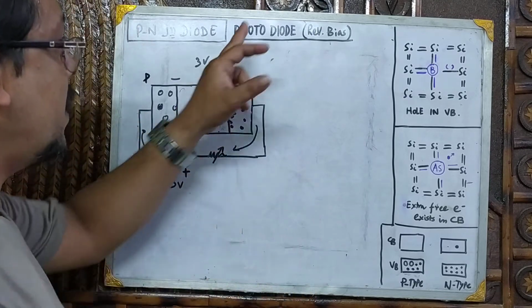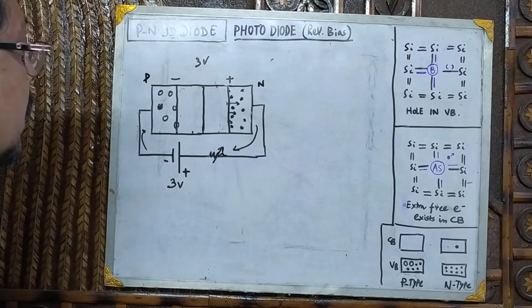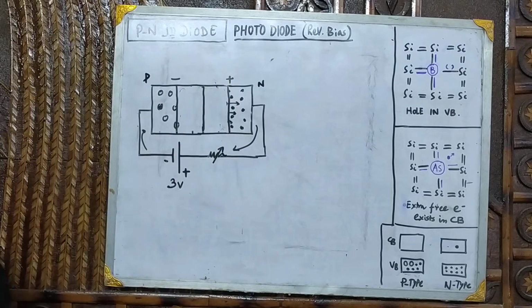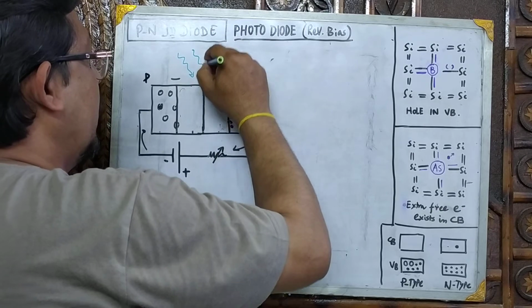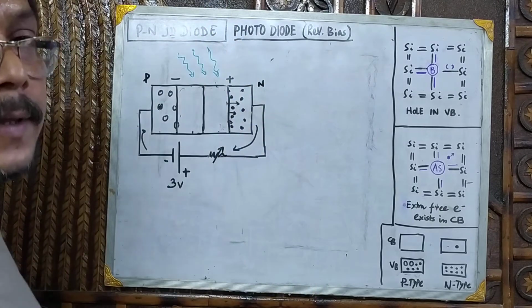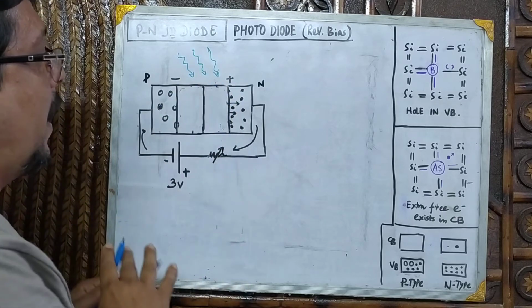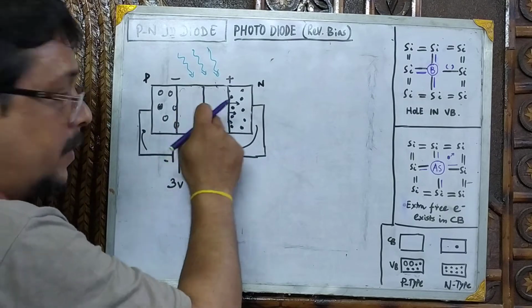Now what is the specialty of the photodiode? In a photodiode, this section is made up of transparent material. So if it is a transparent material, then if we focus light from outside on this section only, then what will happen? This light is nothing but photon particles. Photon particles will enter inside this region.